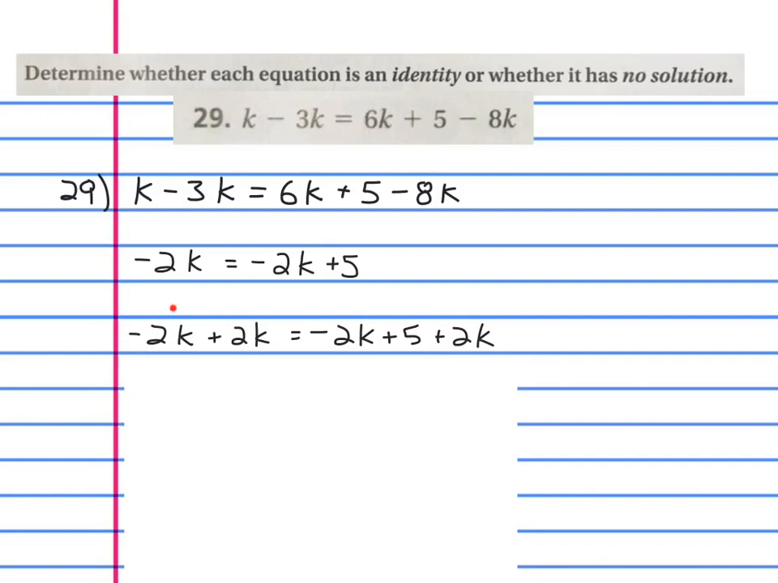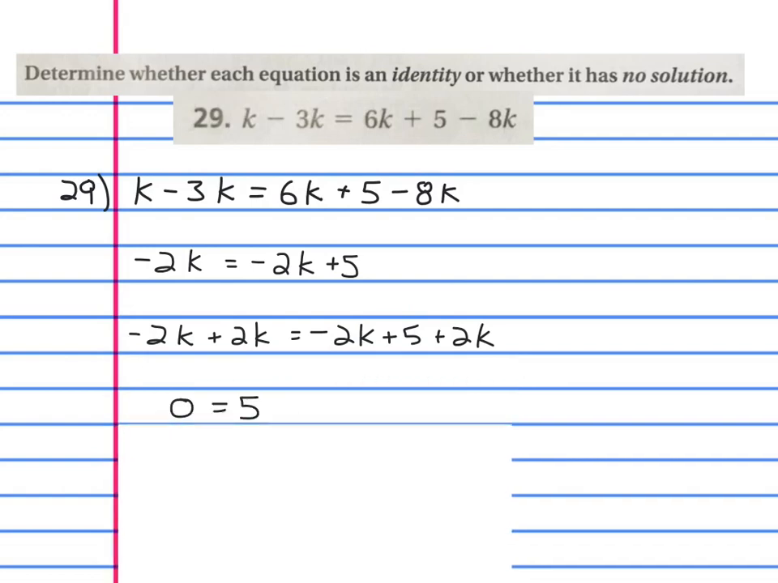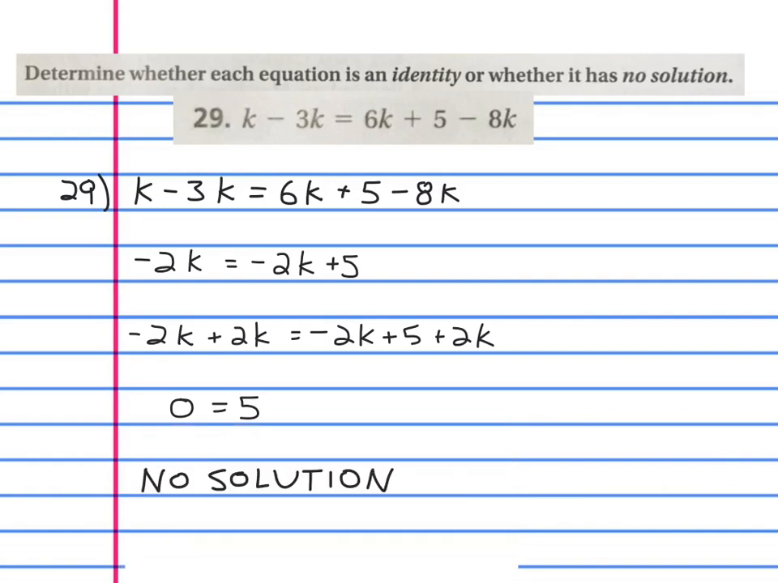Combining these like terms, they go away, leaving nothing on that side, so you get 0. And on this side, they cancel out, and you get that 5. So you get 0 equals 5. True statement? Nope, that's a false statement. What do you think the answer is then? No solution.